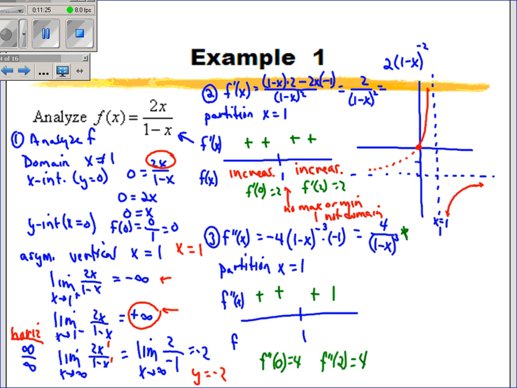Oh, this is a cubed on the bottom. I didn't look at the cube on the bottom. Okay. This one, if you put in the 2, it's now negative 1 cubed. So that's going to be a negative 4. So that's negative. Okay, so what that tells me about my function f is that the plus signs for the second derivative mean that it's concave upward. And the negative signs for the second derivative mean it's concave downward.